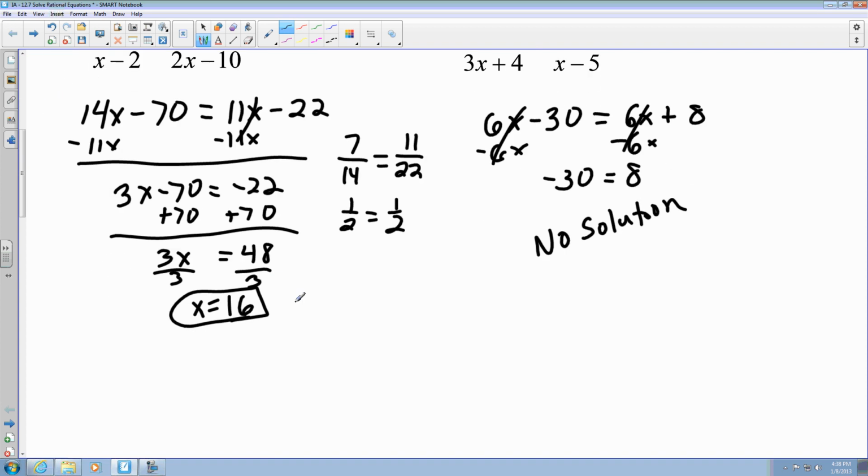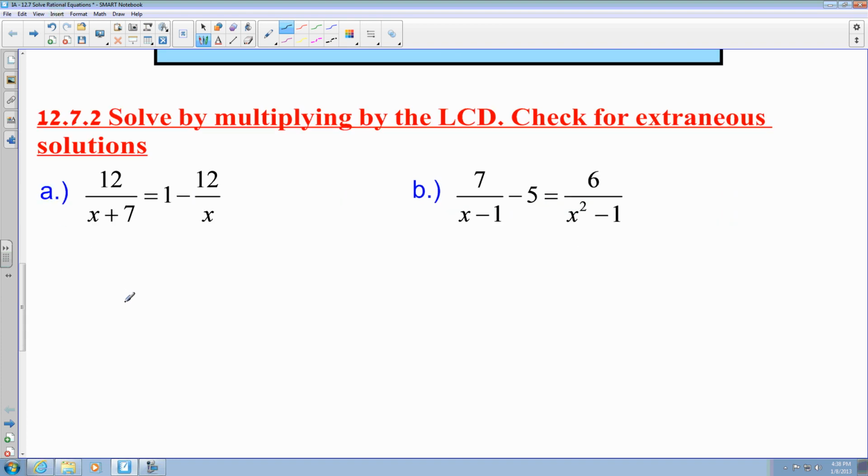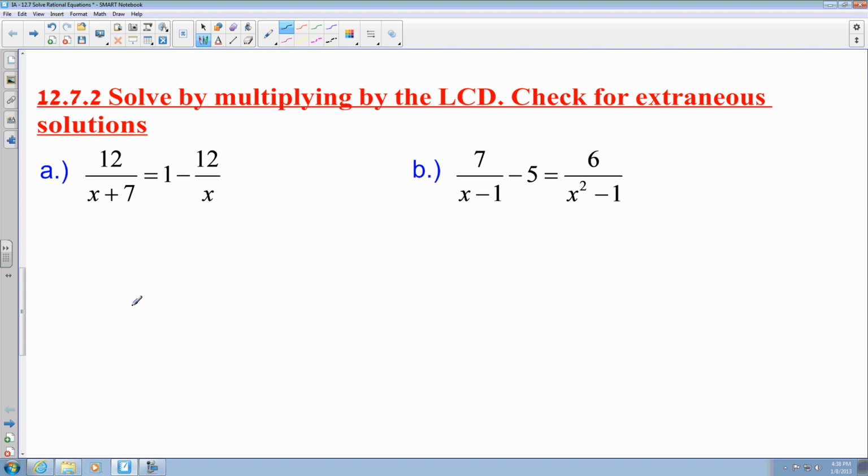Now, those are some of the less challenging problems. Let's get into some more complex ones. The reason they're a little more complex is you have to find a least common denominator. If you look at example A, the right side of this equal sign has two separate terms, which could be fractions. So it's like 1 over 1 minus 12 over x.